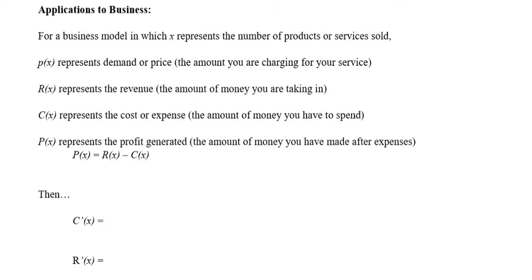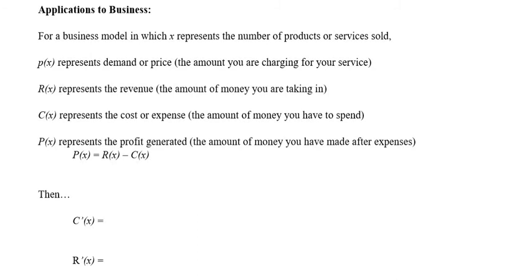So if we have a business model in which X represents the number of products or services sold, I'm going to help break this down, and we're going to pretend like this is a lemonade stand. So P of X represents the demand or price, the amount that we're charging for the service. And sometimes it'll be fixed. Sometimes it could be 25 cents. Sometimes it might change depending on how many cups we sell. Maybe we sell lots of cups, so we can bring the price down, or maybe we're not selling very many, so the price goes a little higher.